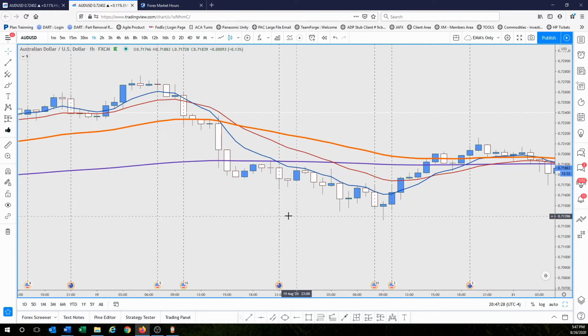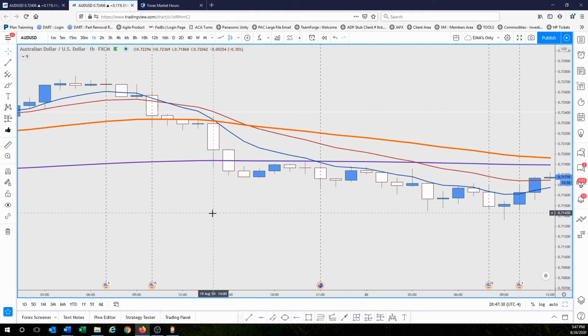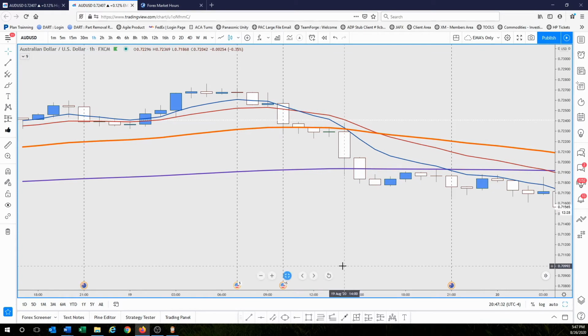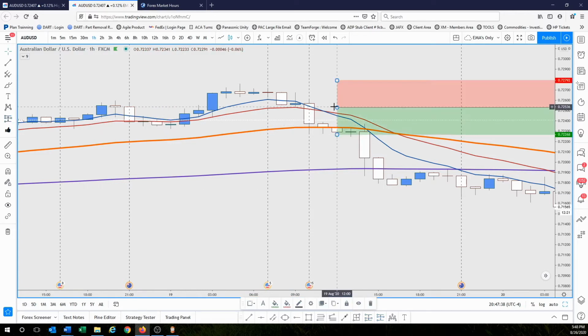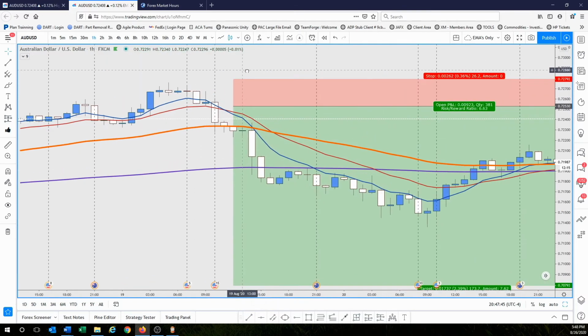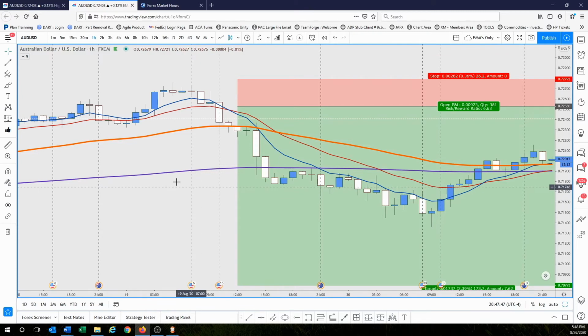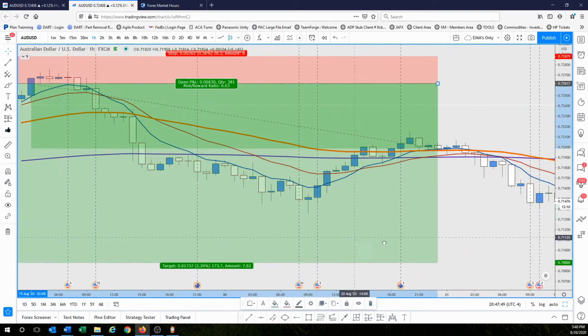So the day trader could have been interested in trading this trade right here. Where's my short tool? So right here we had an EMA cross. We had, why is this thing so big?